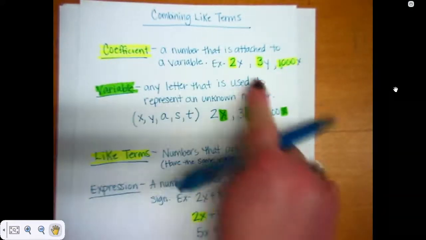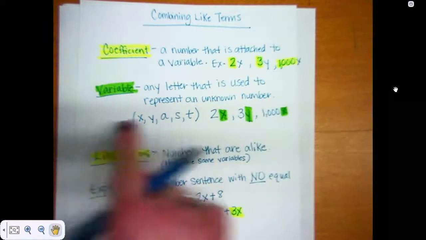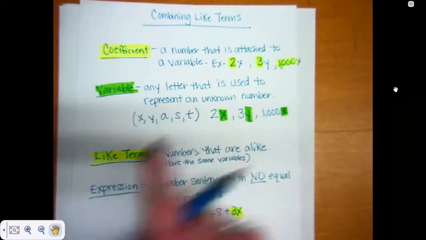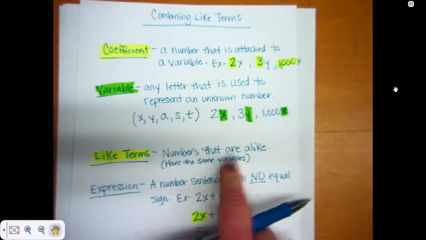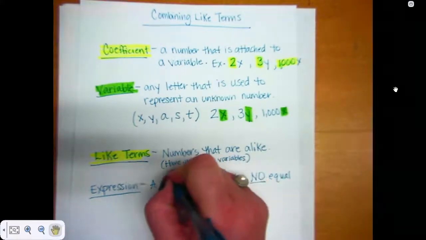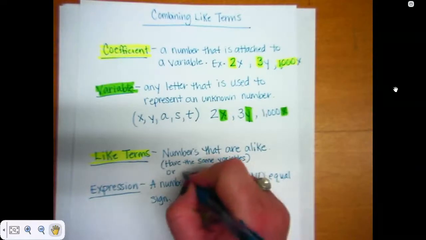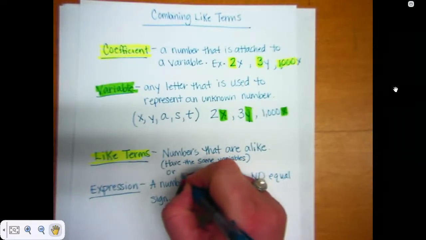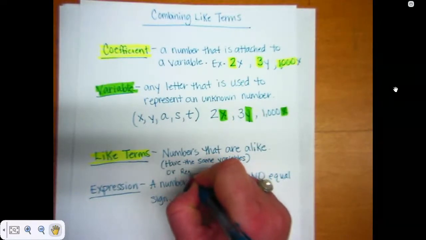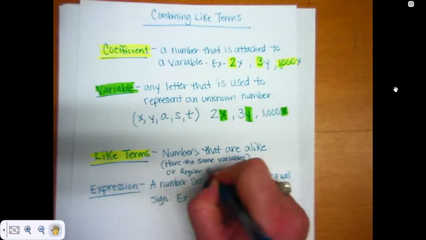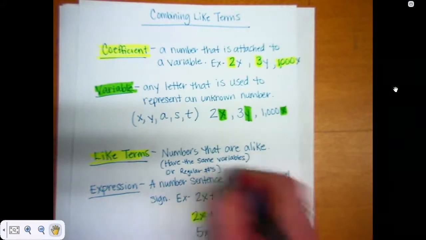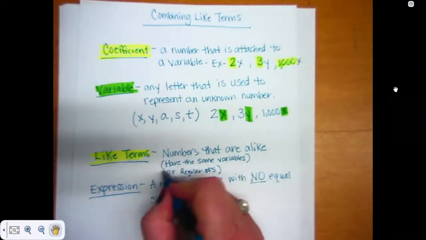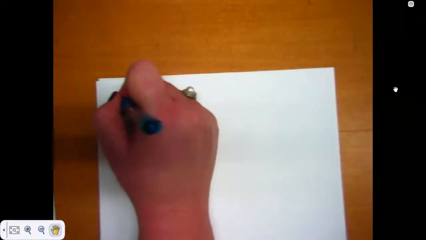Remember, a coefficient is the number. Variables are the letters. Like terms are numbers that are alike. They have the same variables, or maybe they're just regular numbers. And I'm going to shorthand numbers here. So let's do some more examples here. So these are expressions.